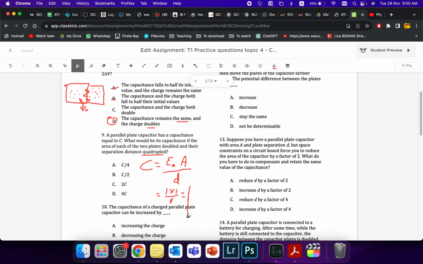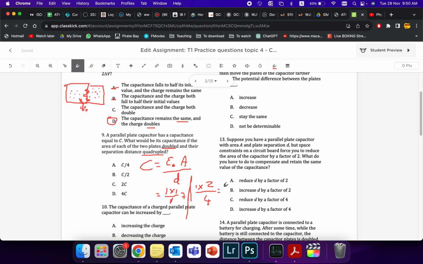So let's do that over here. I'll keep epsilon naught as 1. I know it's like 8.85 times 10 to the minus 12, but I don't care, I'm going to call it 1, times the area. What did I do to the area? I doubled the area, so times 2, divided by quadrupled, over 4. 2 over 4 just becomes a half.